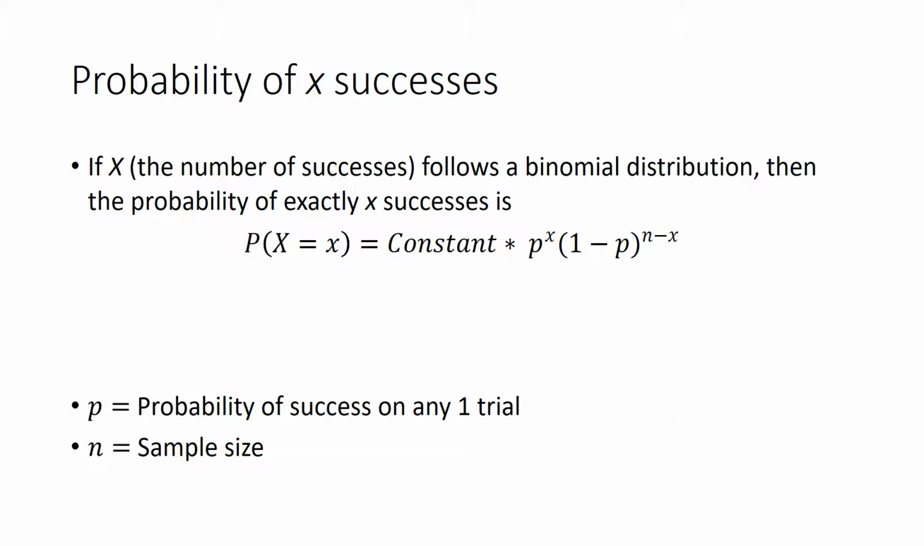If the number of successes x follows a binomial distribution, then we can compute the probability of getting exactly little x successes by taking a constant times p to the x times 1 minus p raised to the n minus x, where p is the probability of success on any one trial and n is the sample size. Notice that what we're doing here is taking the probability of one success and raising it to the power of the number of successes.